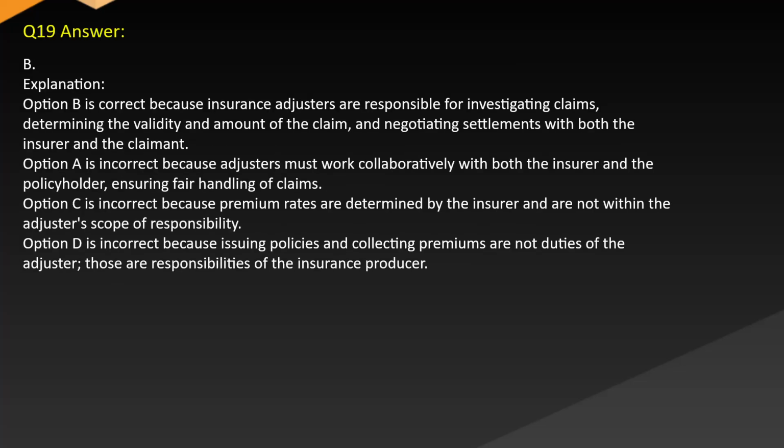Answer B. Explanation. Option B is correct because insurance adjusters are responsible for investigating claims, determining the validity and amount of the claim, and negotiating settlements with both the insurer and the claimant. Option A is incorrect because adjusters must work collaboratively with both the insurer and the policyholder, ensuring fair handling of claims. Option C is incorrect because premium rates are determined by the insurer and are not within the adjuster's scope of responsibility. Option D is incorrect because issuing policies and collecting premiums are not duties of the adjuster. Those are responsibilities of the insurance producer.